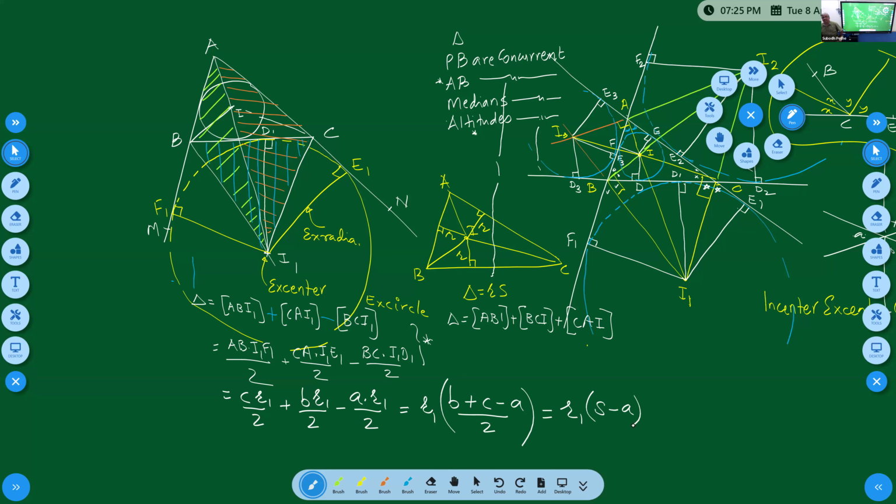If you are using the excenter opposite to capital A, then your area of triangle is R1 into S minus A, which was R into S. So there is symmetry, there is difference. Instead of R, we have R1 now, which is quite logical because R1 is the exradius opposite to A. And instead of S, we have S minus A, which is also good because we are working opposite to A. So symmetry is there. And if this is true, then delta will also be equal to, if we do our work on vertex B, R2 into S minus B. And if we do the same work opposite to C, our area will be R3 into S minus C.